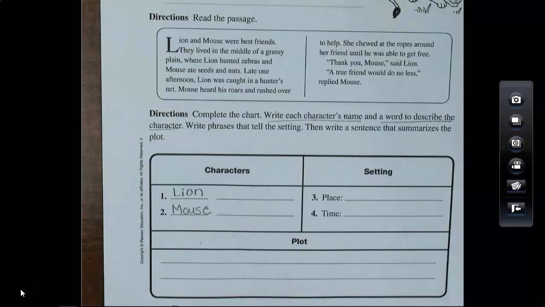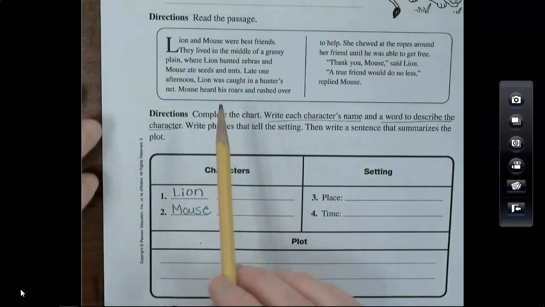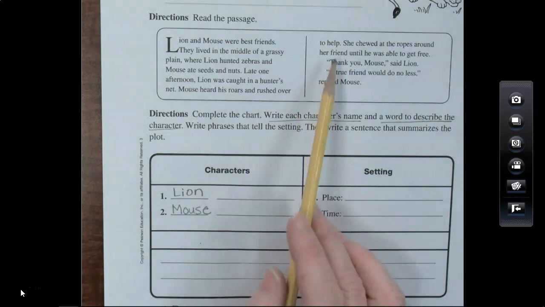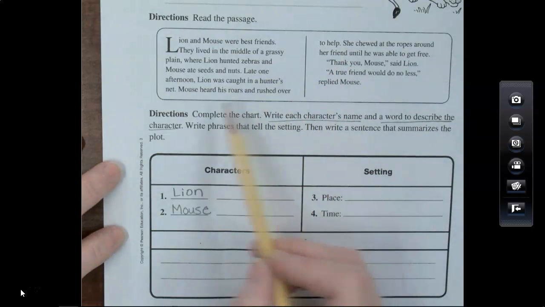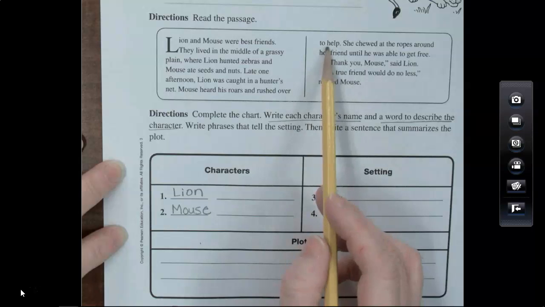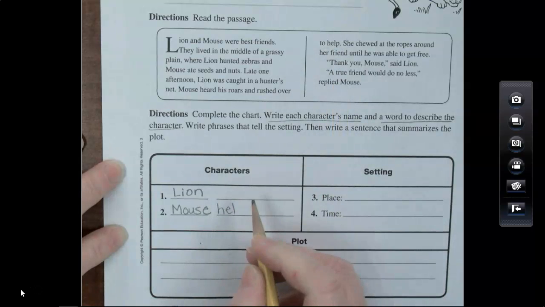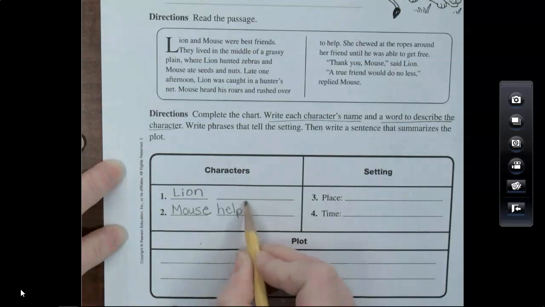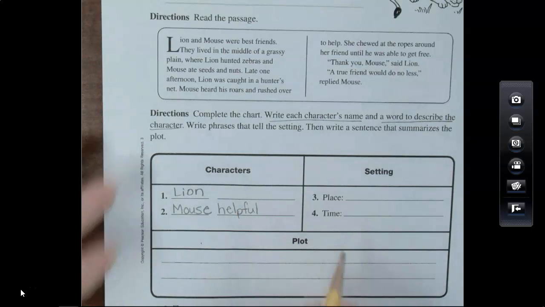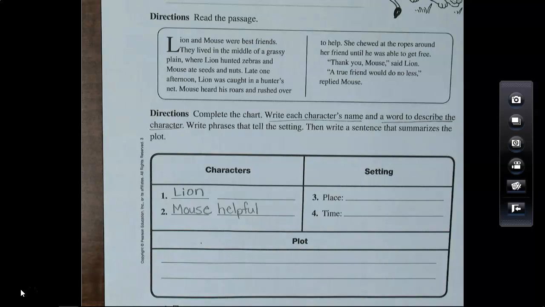Okay. Well, mouse seems to be very helpful, don't you think? Because mouse heard lion in trouble and ran to help. See, it says mouse heard roars and rushed over to help. So for mouse, we could definitely say mouse is helpful. Good job.